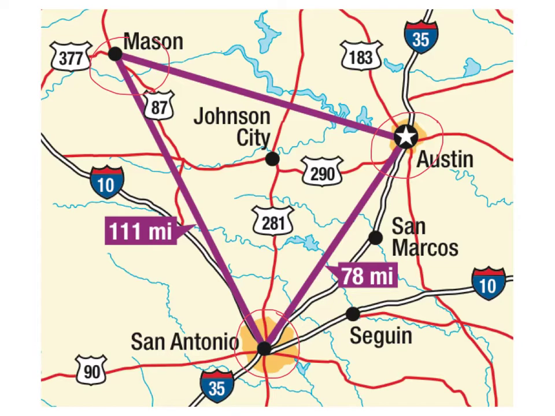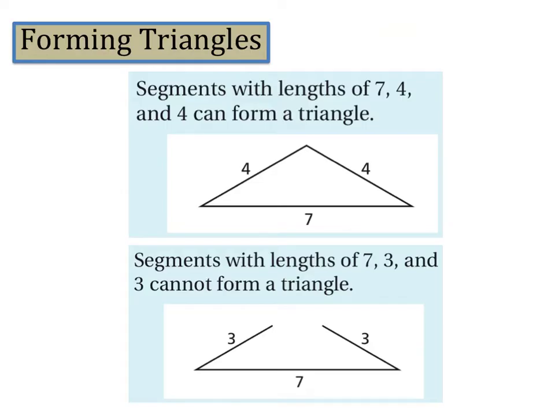From here we know that from San Antonio to Austin is about 78 miles, and from Mason to San Antonio is 111 miles. So our question is, what are the possible values from Mason to Austin? The triangle inequality theorem is going to help us solve that problem. So let's introduce the triangle inequality theorem and see how it applies to these two examples.